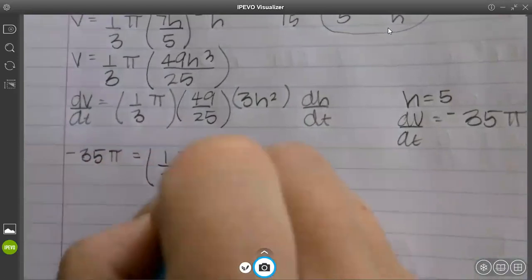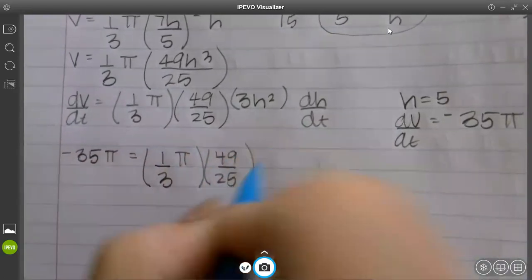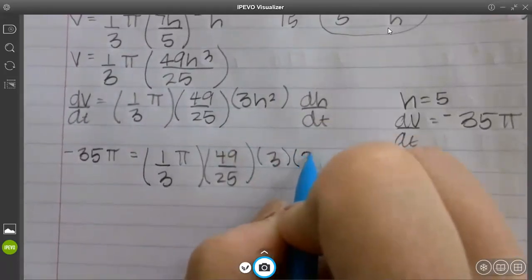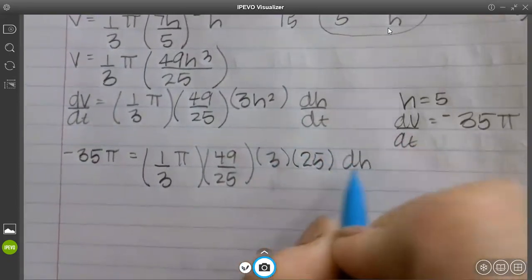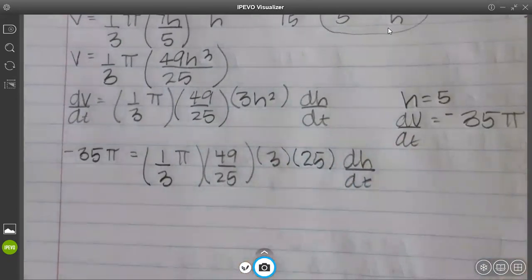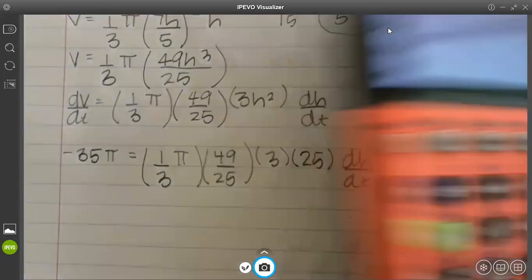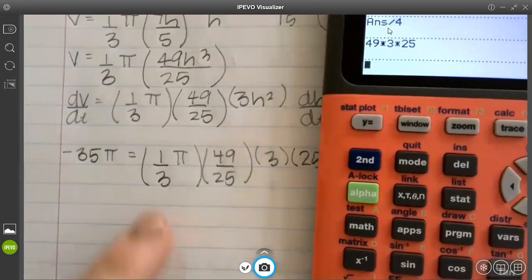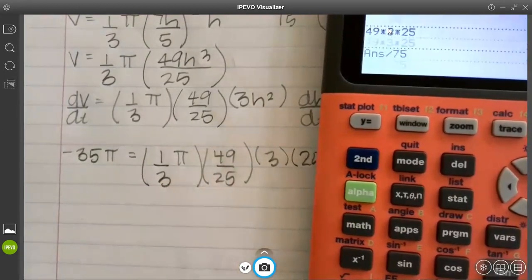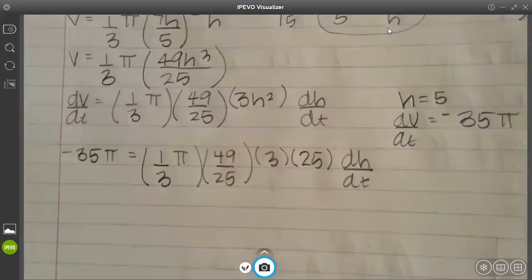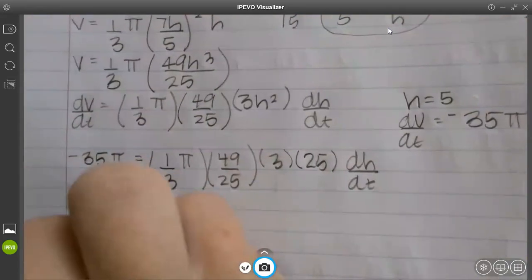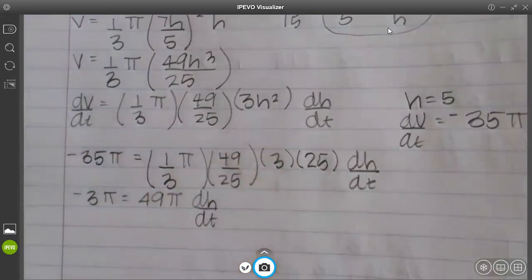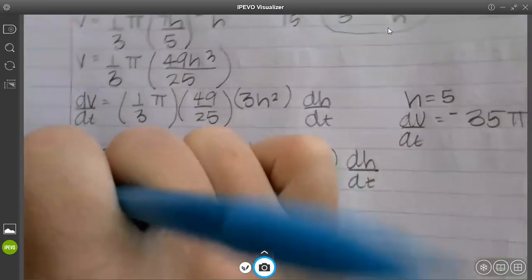One third pi, 49 over 25. 3 times 5 squared is? 25 dH over dt. I'm going to multiply all the top together. 49 times 3 times 25. And then what's 3 times 25? Divided by 75 gives me 49. So I have negative 35 pi equals 49 pi dH over dt. I'm sorry, negative 35. I said it, but didn't write it.